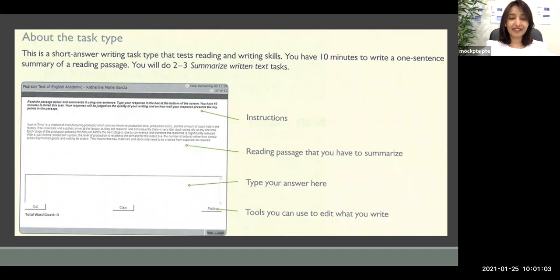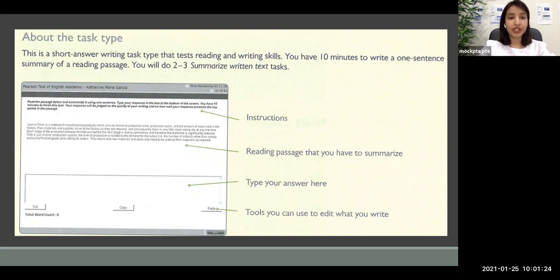You will have a paragraph given to you on the top, and there will be a box at the bottom. You have to read the passage and summarize it using one single sentence. The instruction would be: read the passage below and summarize it using one sentence. Type your response in the box at the bottom of the screen. You have 10 minutes to finish this task.